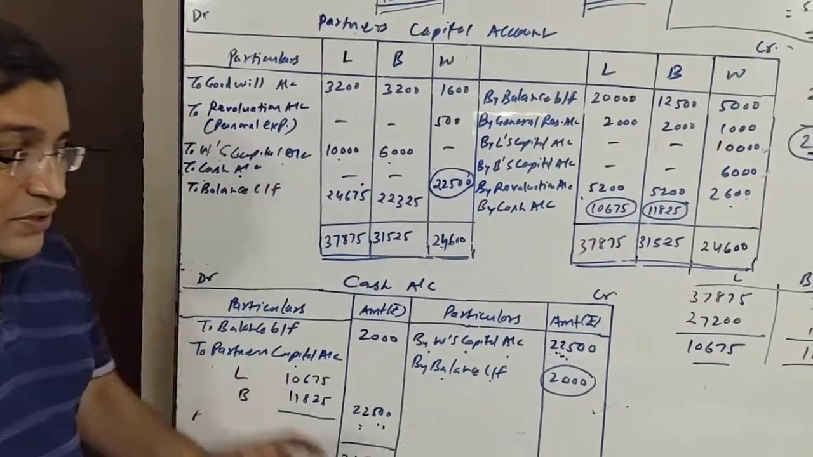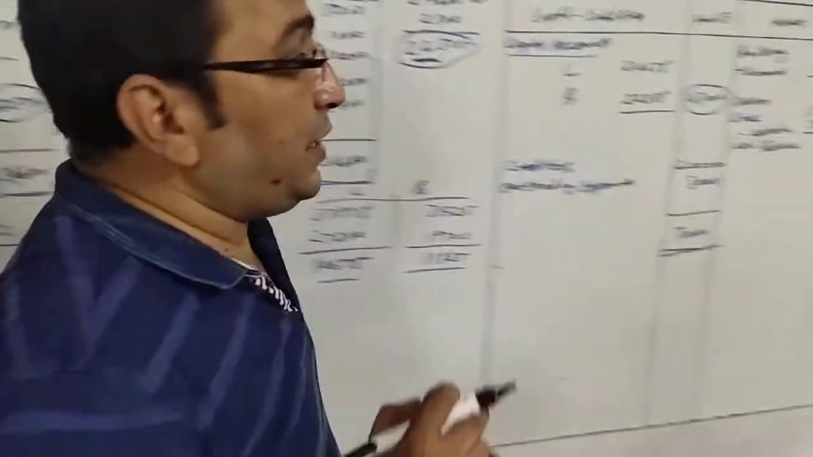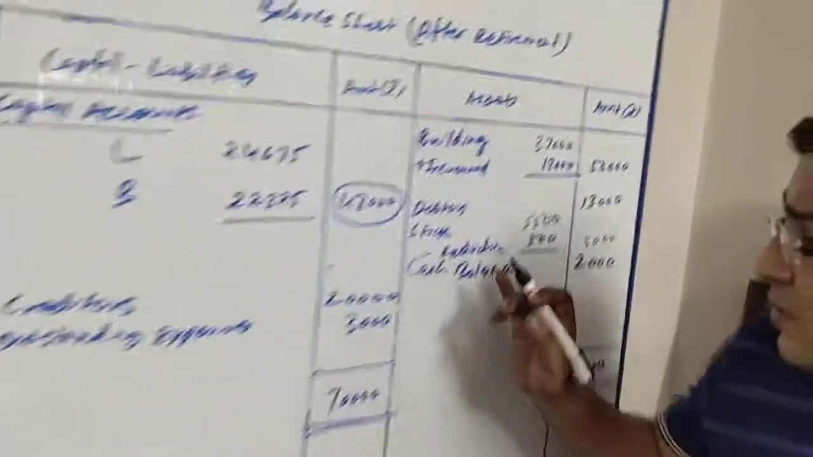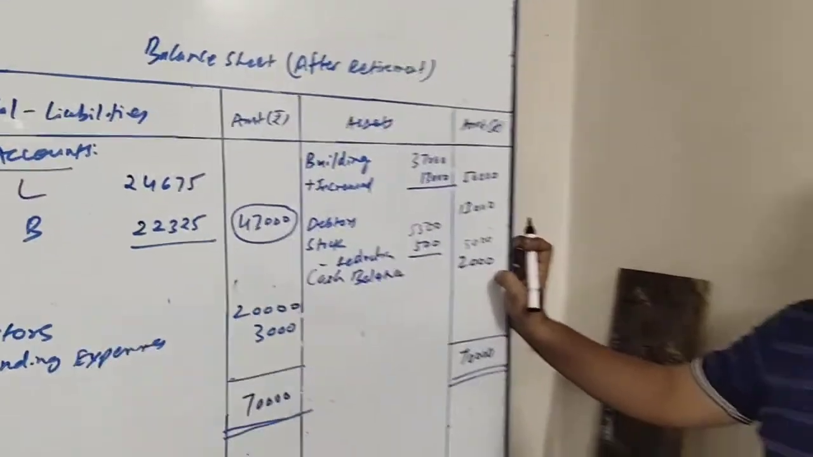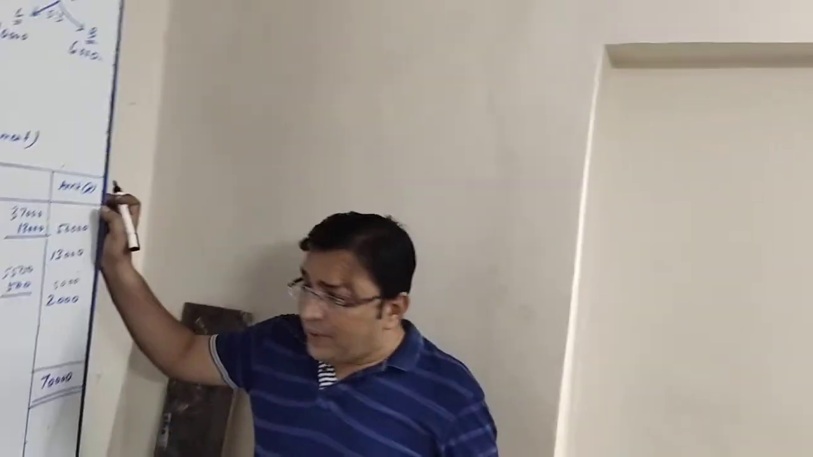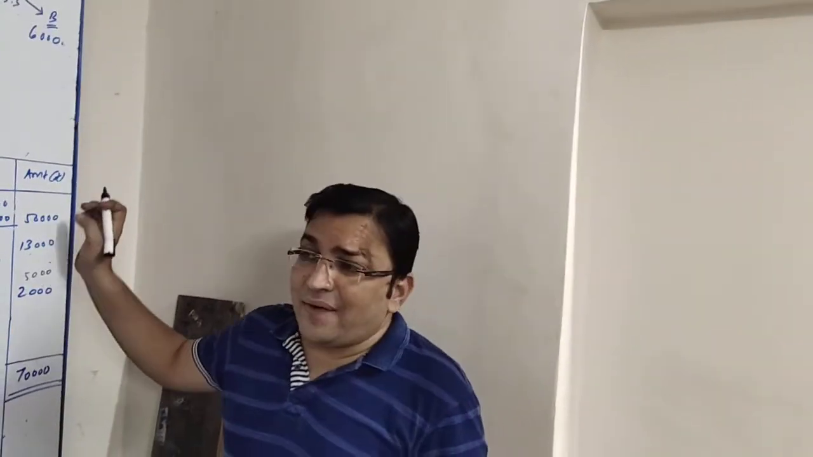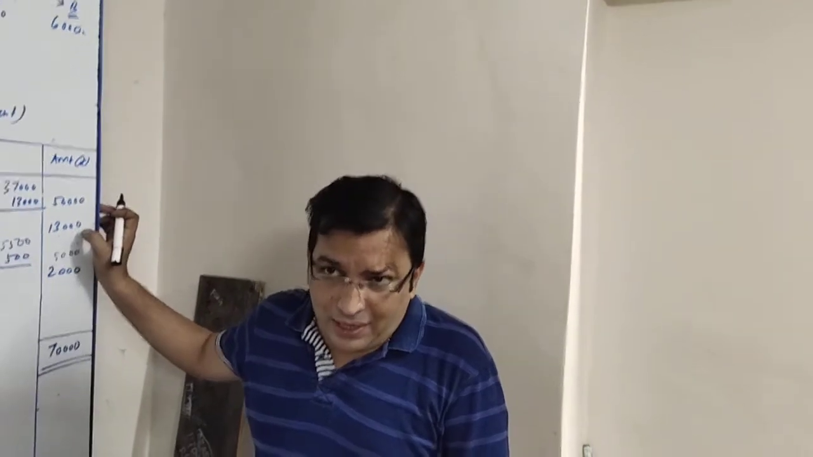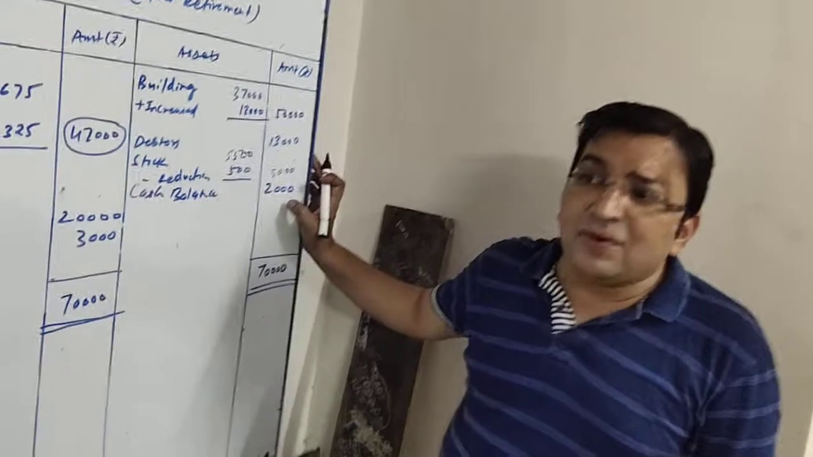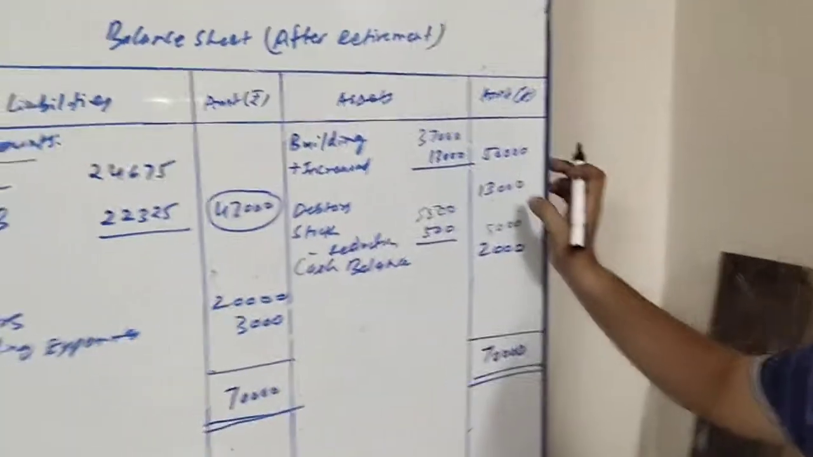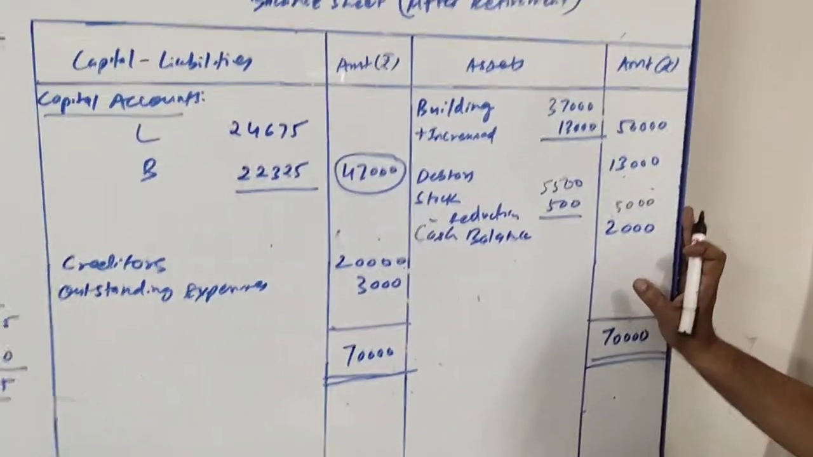Okay. So first of all, this 2,000 we will be writing at the asset side of the balance sheet. So here it is, cash balance 2,000. Now we know normally when do we make the total of the balance sheet? After writing the balance of capital and cash. So here on the asset side we have written the balance of cash. That means we are ready, we can make the total of the asset side of the balance sheet.